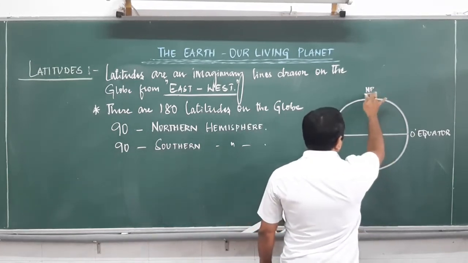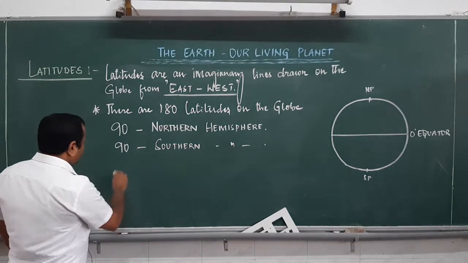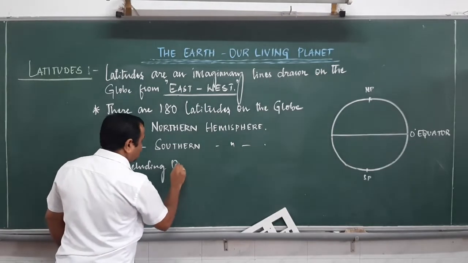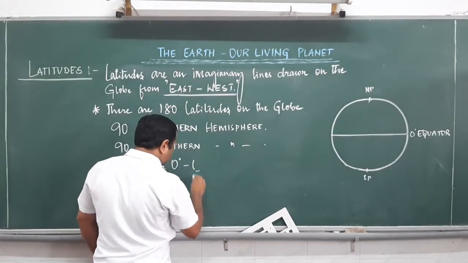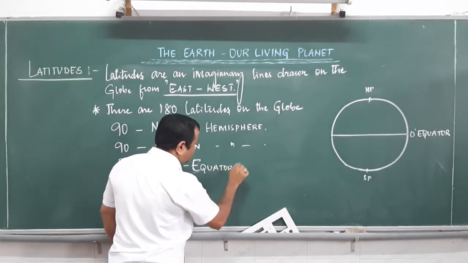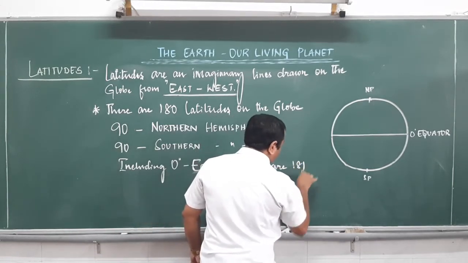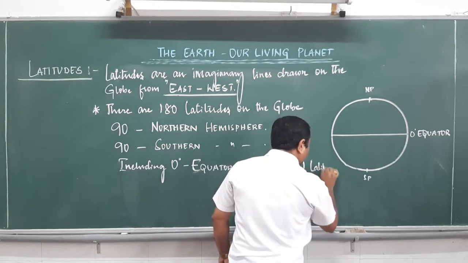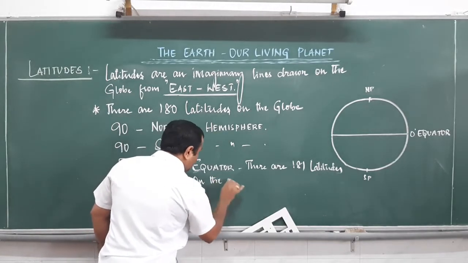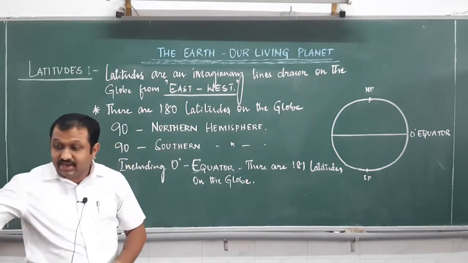Like that, to the north we have 90, to the south we have 90, as I told you, including 0 degree equator, there are 181 latitudes on the globe.